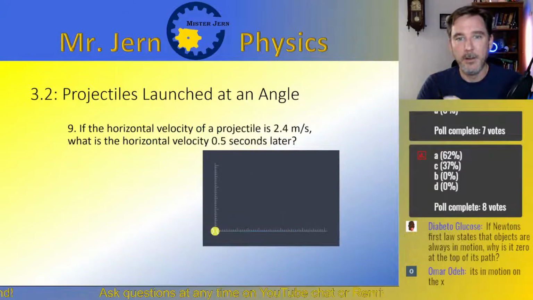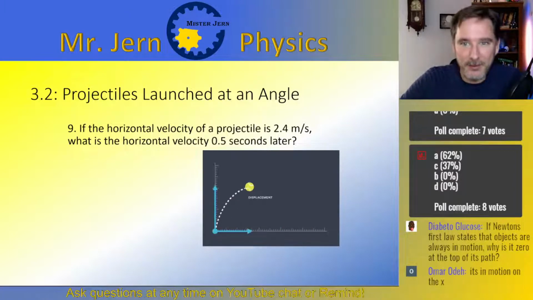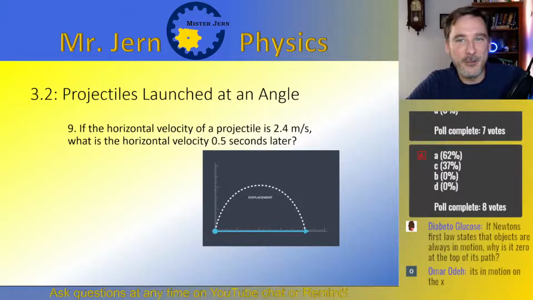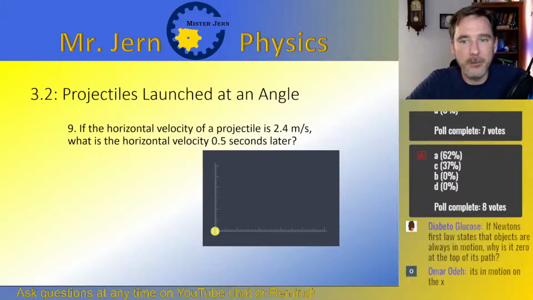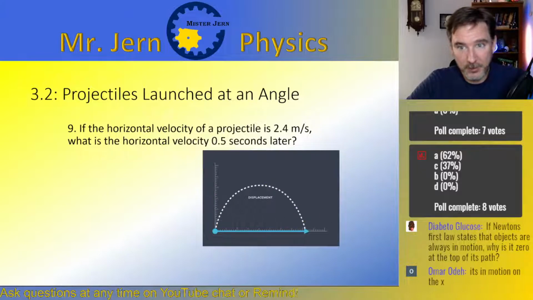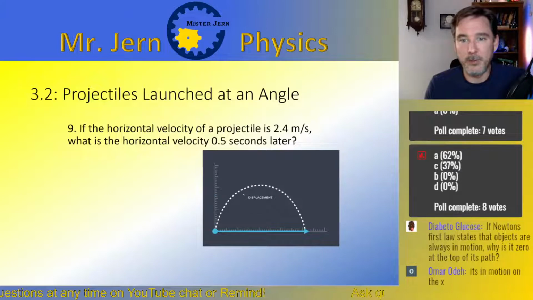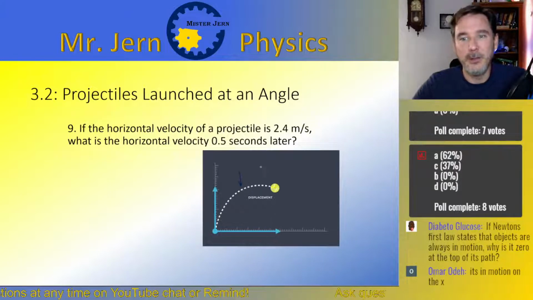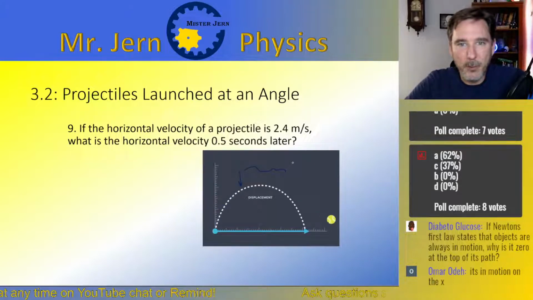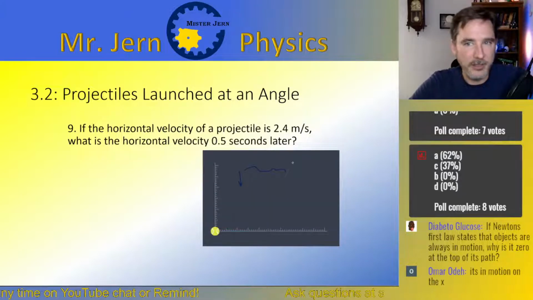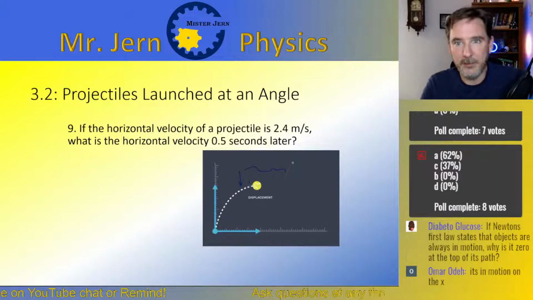All right. If the horizontal velocity of a projectile is 2.4 meters per second, what is the horizontal velocity 0.5 seconds later? So while it's in the air before it hits the ground. I don't know if I could draw right on here. Maybe right here, somewhere in this range. If the horizontal velocity of a projectile is 2.4 meters per second, what is the horizontal velocity 0.5 seconds later?